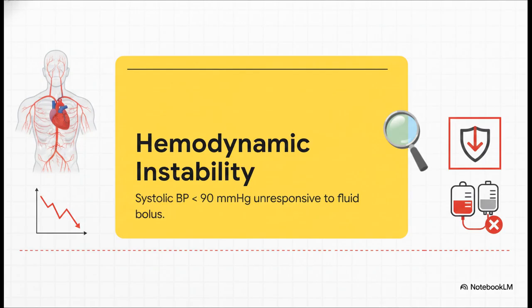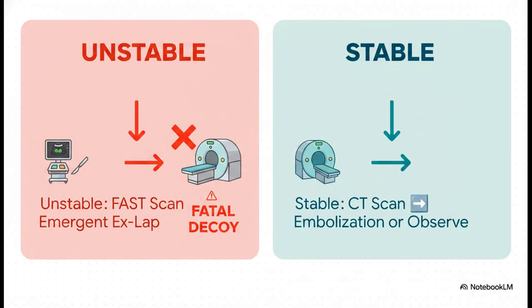In the trauma bay, hemodynamic instability is defined as a systolic blood pressure under 90 millimeters of mercury that is completely unresponsive to an initial rapid blood or fluid bolus. This is it. This is your physiological line in the sand where intravascular depletion hits a critical threshold. And this creates a brilliant high-contrast pathway. For an unstable patient, the CT scanner is literally a fatal decoy. You just don't have the time.